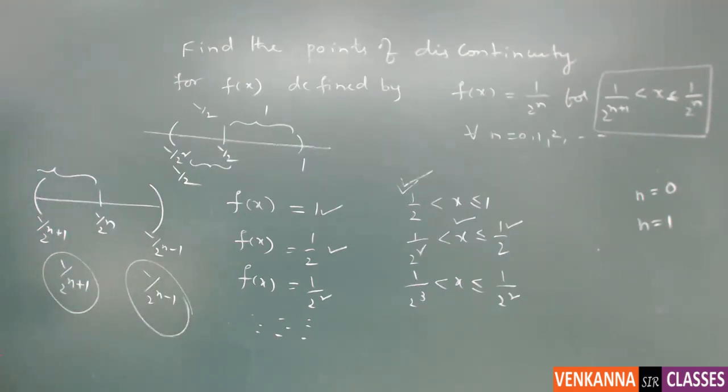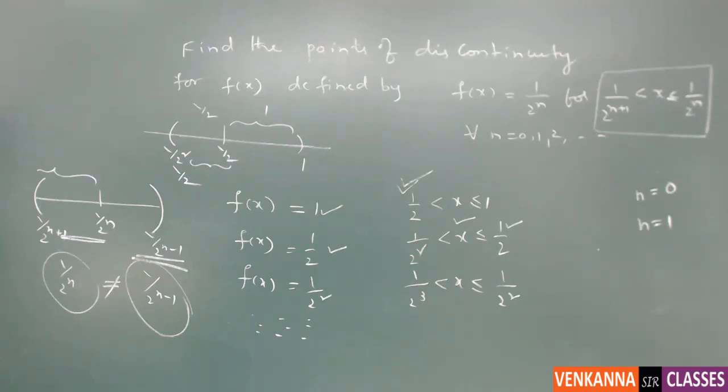Am I saying correct? I can say in this way, since you are taking the upper bound as the limit, 1/2ⁿ, and in this part the upper bound is 1/2ⁿ⁻¹. So the left limit will be given as 1/2ⁿ and the right limit will be given as 1/2ⁿ⁻¹. Always the values are unequal. So we can say that the function is discontinuous at these points 1/2ⁿ, where you can take n equal to 0, 1, 2, 3, and so on. You are excluding the point 1. Is it clear?